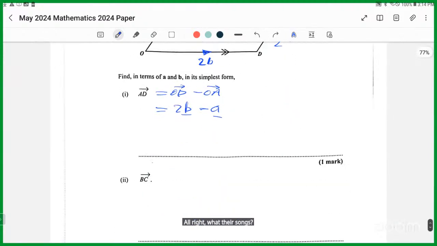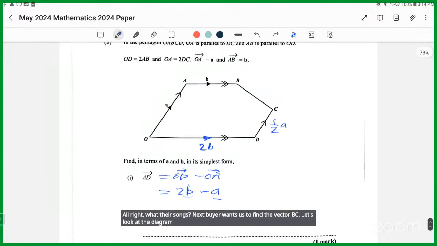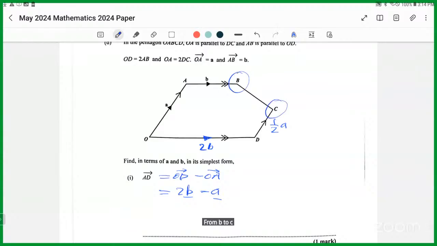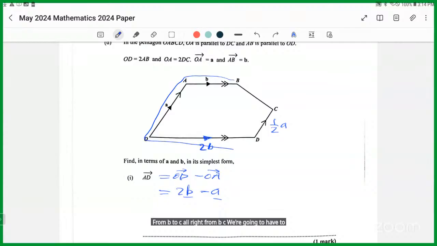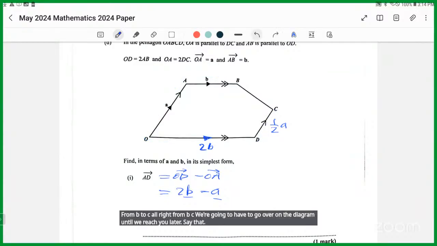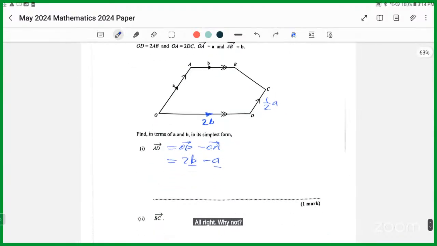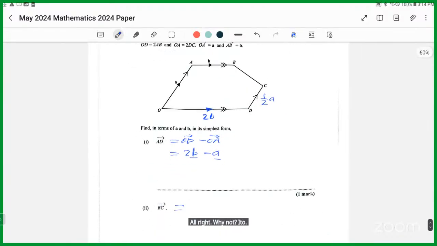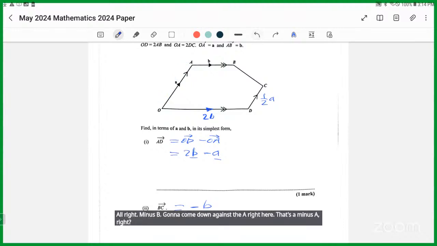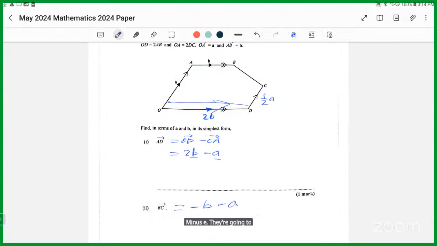Next part wants us to find the vector BC. Let's look at the diagram. BC, from B to C. To go from B to C, we're going to have to go around the diagram until we reach C like that. See that? Good? So to go from B to C, let's add it up. We're going to go minus B here. You can see why it's minus B: you're going against this B right here. We're going to come down against the A right here. That's a minus A, right? Minus A. We're going to add 2B down there next. Plus 2B. We're going to add a half A up here. Plus half A. That will take us from B to C.